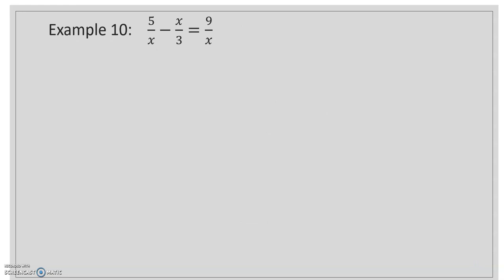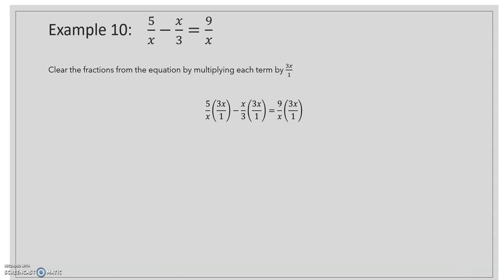Example 10, 5 over x minus x over 3 equals 9 over x. Again, we want to clear the fractions, and we're going to multiply each term by 3x over 1. Simplify carefully, and we get the equation 15 minus x squared equals 27. Subtract 15 from both sides. Negative x squared equals 12. Divide by negative 1 on both sides, and we have x squared equals negative 12. Any number we square will never equal a negative number. The answer is no solution.